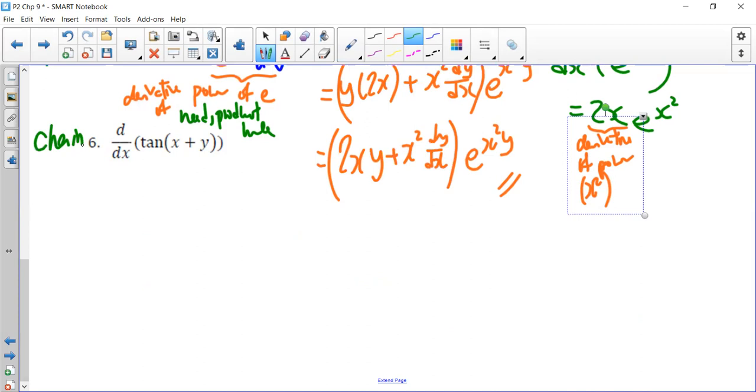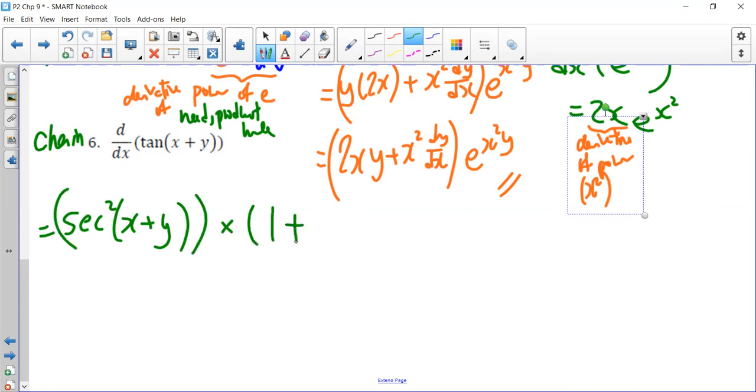So differentiate from the outside to the inside. Differentiate tan is sec squared, so sec squared of x plus y, because when you differentiate the outside, the inside doesn't change. And then times the derivative of the inside: differentiate x is 1, differentiate y is dy by dx.